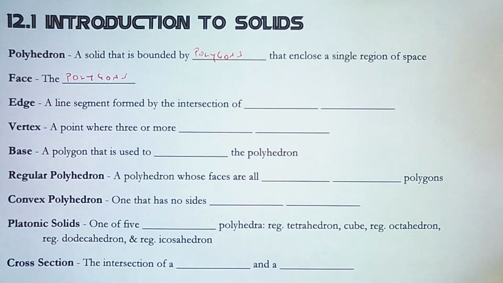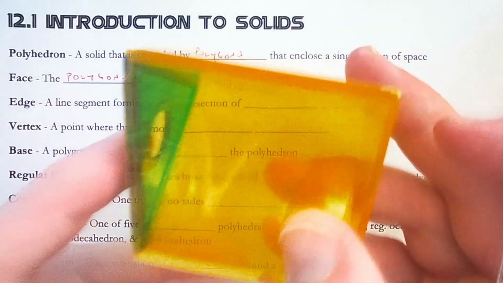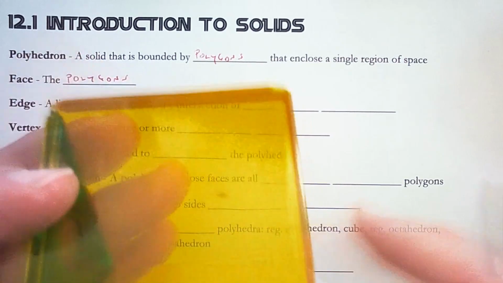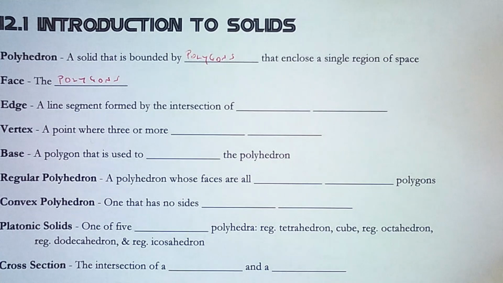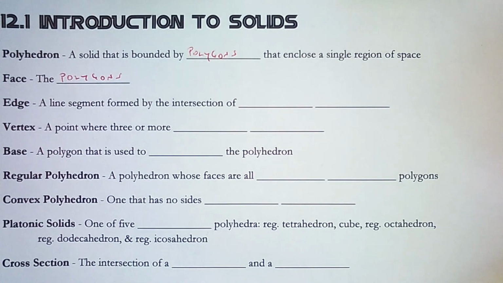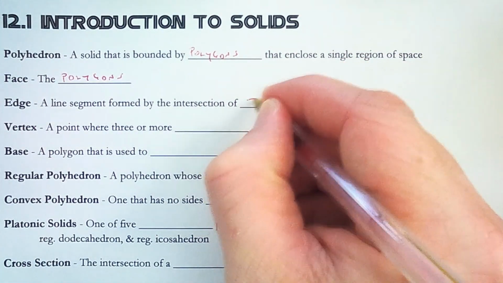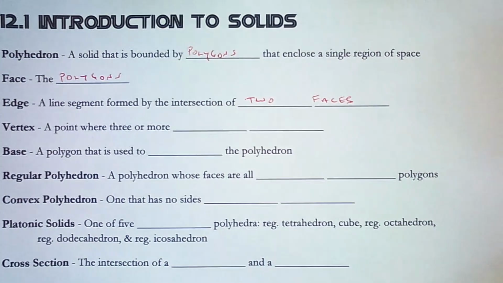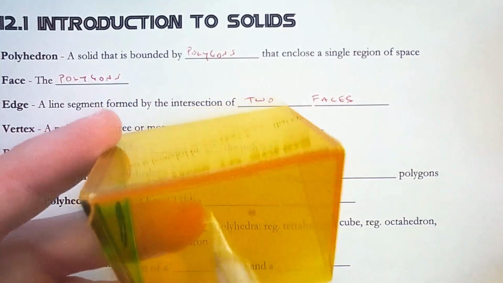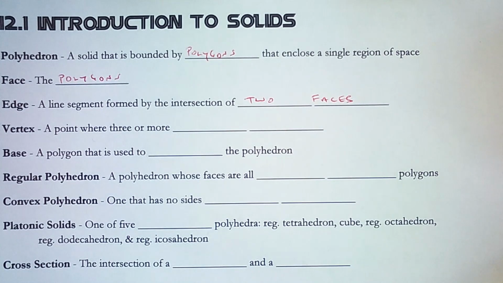Okay, so we'll look at this one right here, this prism. It's got a triangle here, it's got a triangle here, and then it's got three rectangles. Those are all faces. So every polygon on it is called a face. An edge is a line segment formed by the intersection of two faces. So where two faces come together here, we have a line segment, and that line segment is called an edge.